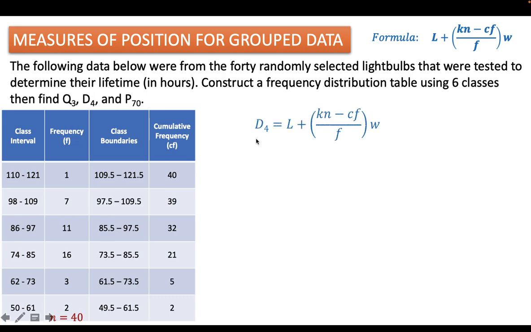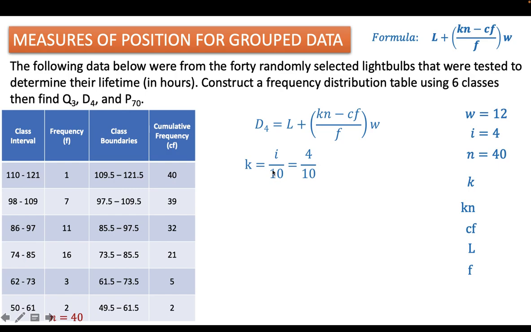Now to solve for decile 4, we will be using the same expression. So our class width here is 12. Our i here is 4 because we are looking for the decile 4. Our n, or the number of observations, is 40. Then we're going to find the rest of the variables. So let's find the k.